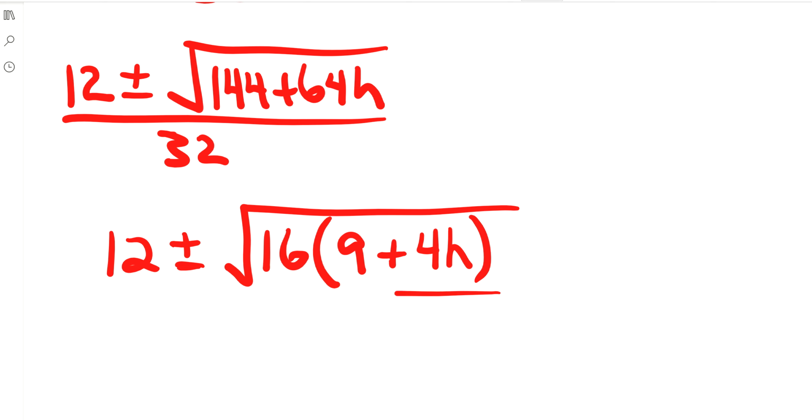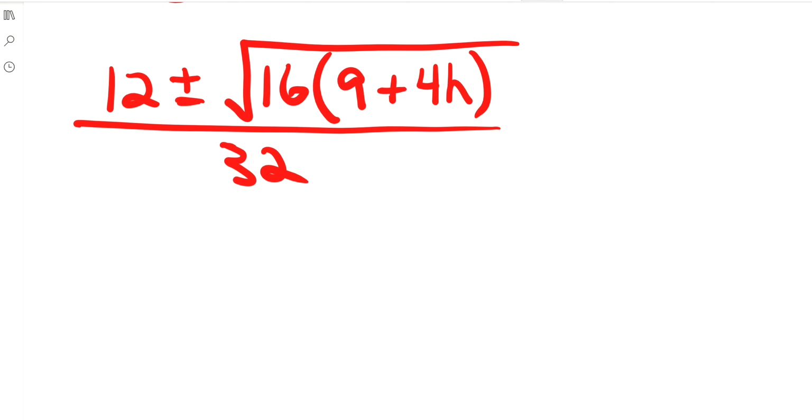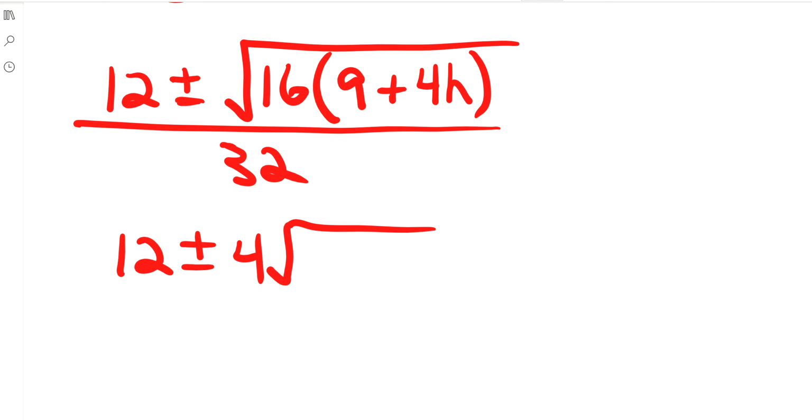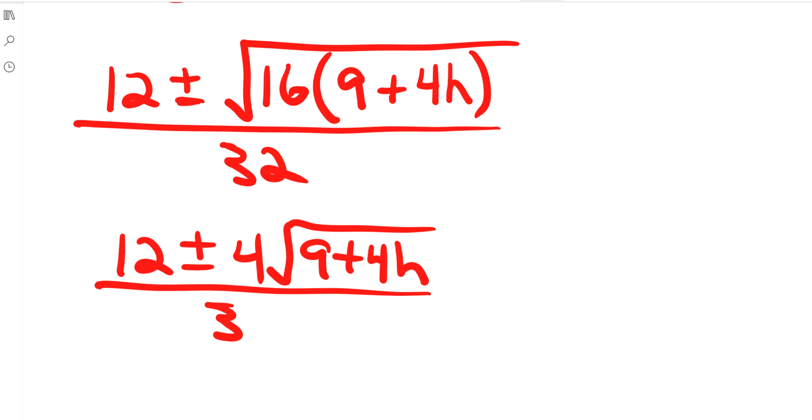Okay, and that is all over 32. So far, so good. Now I've got the square root of 16, which is 4, so I can bring the 4 out. I'll rewrite this again: 12 plus or minus the square root of 16 is 4, so that comes out, and I'm left with the 9 plus 4h, all divided by 32.